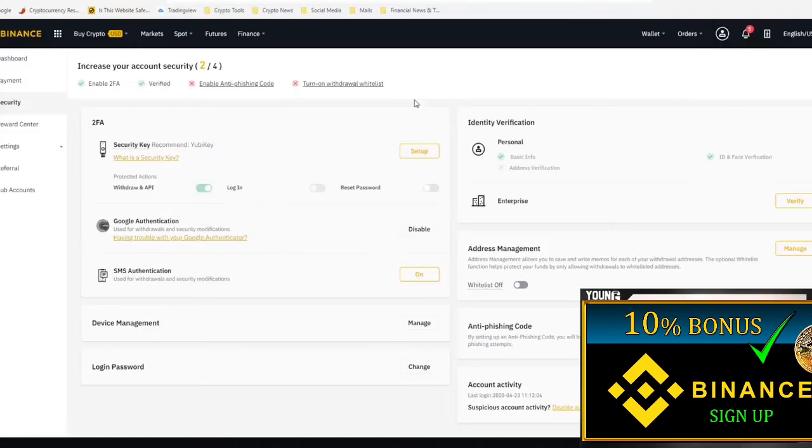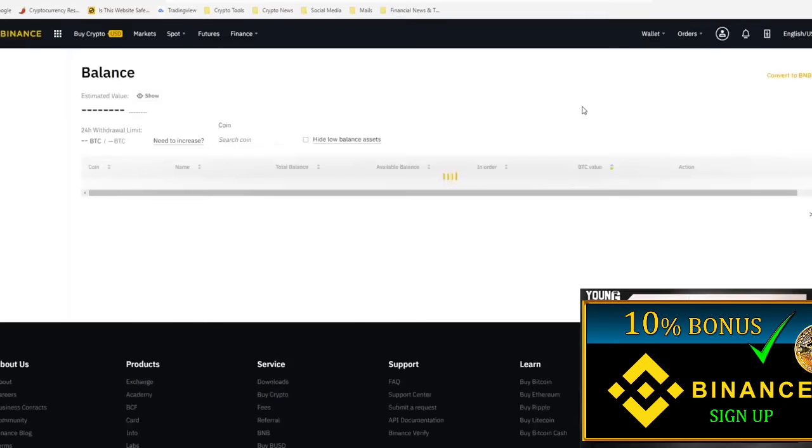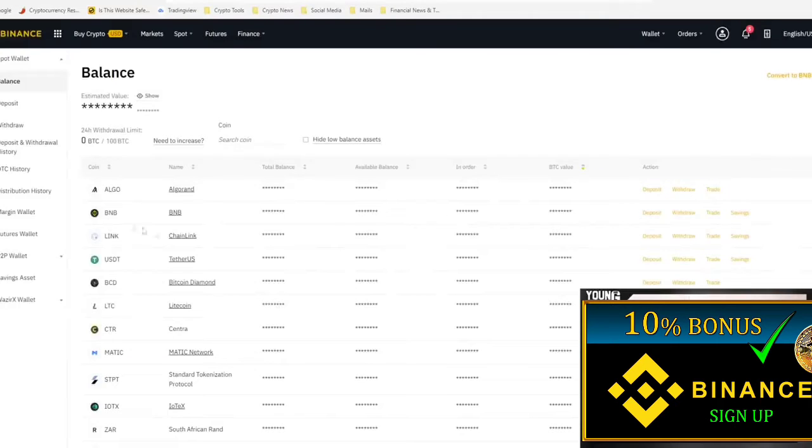So the next thing I want to show you is your wallet. That is very important to go to Spot Wallet. There you can see all the holdings that you have on your Binance account. For me, that's only two. So I have Algorand and BNB currently on the exchange. I have not turned that on yet. You can see my balances. You can simply just do it this way.